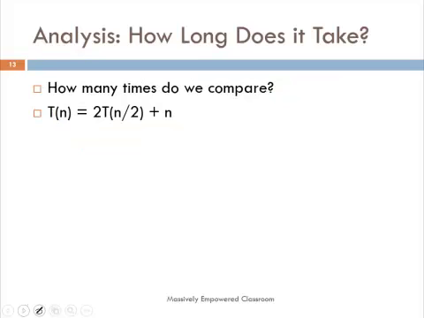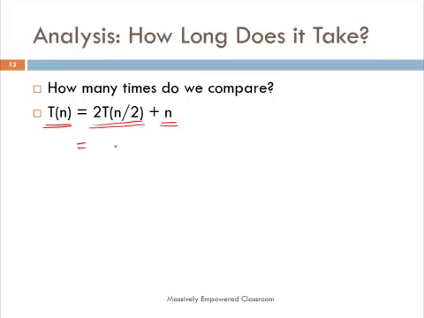So how long does it take for merge sort to run? To merge sort an array of size n, the time complexity is the time complexity of the two halves, namely merge sort of the first half and merge sort of the second half. So it's 2T(n/2) plus the cost of merging, which is n. It's actually linear in the size of the two arrays. So the cost of merging is n.